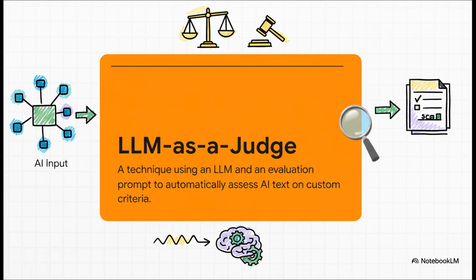So, here's the nuts and bolts of it. The whole LLM-as-a-Judge thing is a technique where you take what one AI generates and you feed it to a second AI. But, and this is the important part, you give that second AI a very specific set of instructions, what we call an evaluation prompt. You're basically telling it, hey, you're the referee now. I need you to check this text and tell me if it follows my rules. Like, is it polite or did it make up facts?